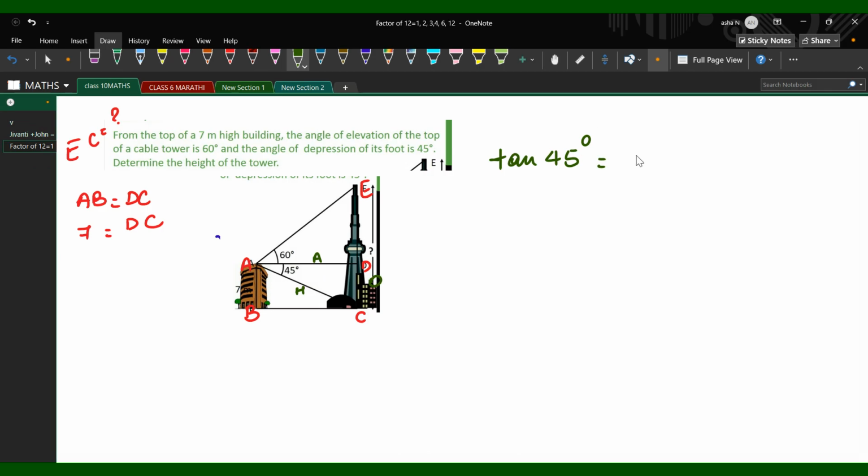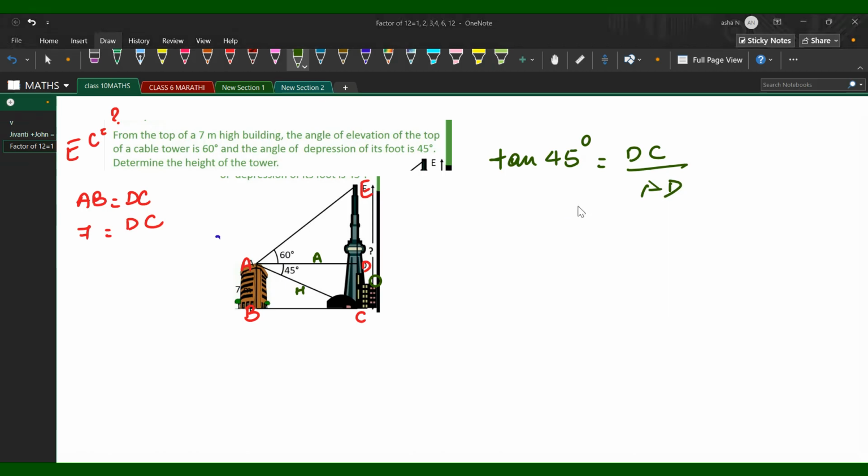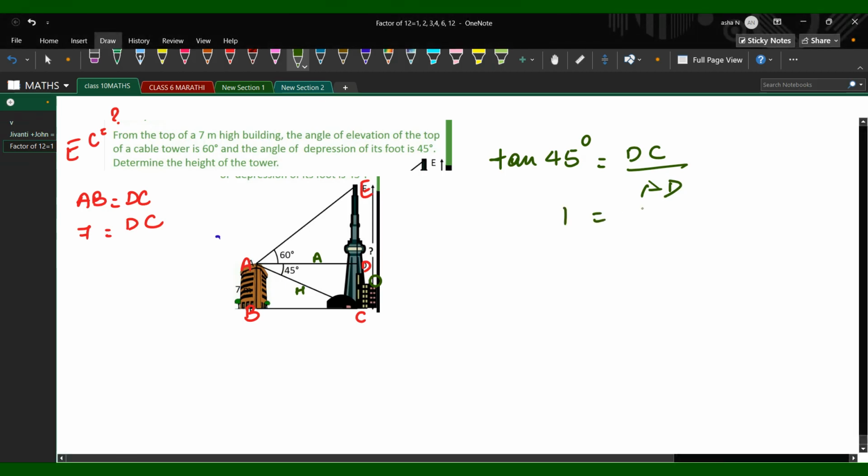Okay, so tan 45 is equal to opposite upon adjacent. So opposite is DC, adjacent will be AD, DC upon AD. 45 is how much you said? 1, na? DC we are aware right now, which is 7. AD we don't know. We have to find AD. So AD will be 1 times 7, which is 7.